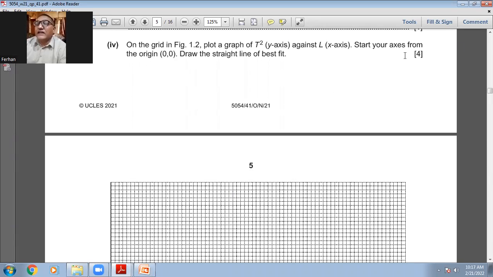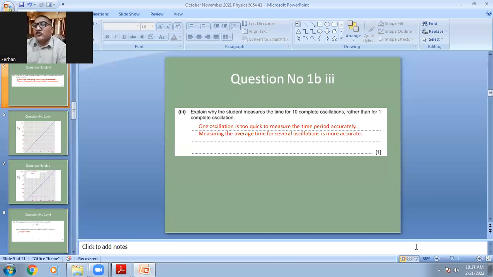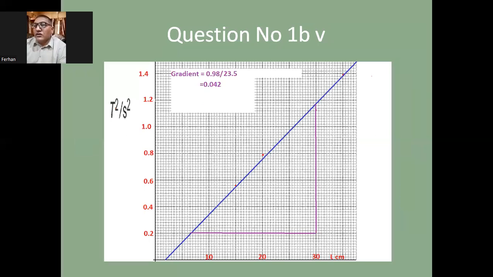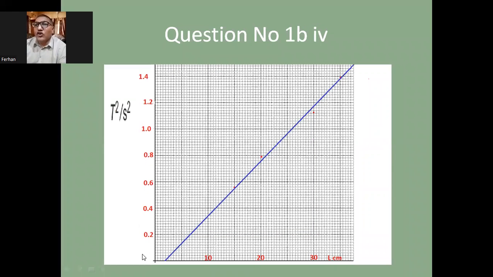Okay, so this is the 4 marks part in which we have to draw that grid. So let me show you. So here we go. On your screen you can see on the x-axis I have represented the length. This is 10 centimeter, 20 centimeter, 30 centimeter. Here I have represented the t square value. This is 0.2, 0.4, 0.6, 0.8, 1, 1.2, 1.4. And then I have plotted the graph.